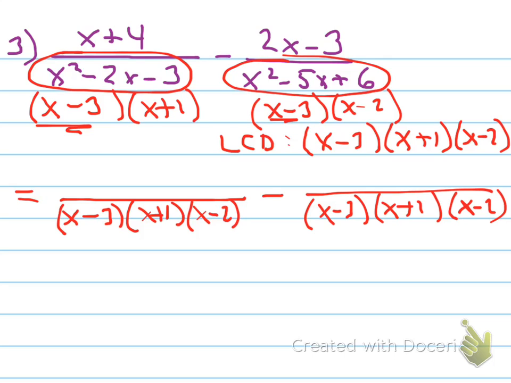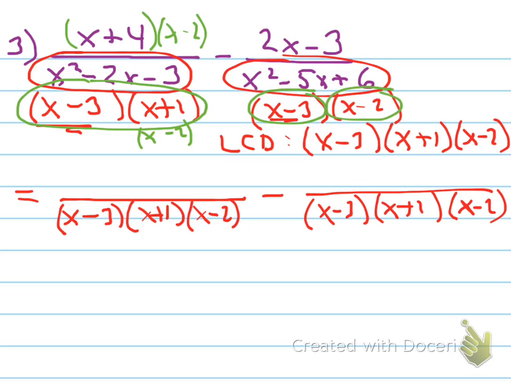And now I have to ask myself, what do I need to multiply all the fractions by? Here in my first fraction, let me change colors here so I can make this show up a little bit better. I'll turn to some green here. So right here, I have x minus 3, x plus 1. I need to multiply the numerator and denominator by x minus 2. So I multiply by x minus 2. And I see there I'm going to have some multiplying I have to do. In my second fraction, I have x minus 3 already. I have x minus 2 already. I need to multiply numerator and denominator by x plus 1.